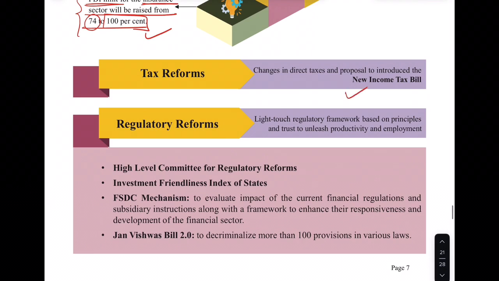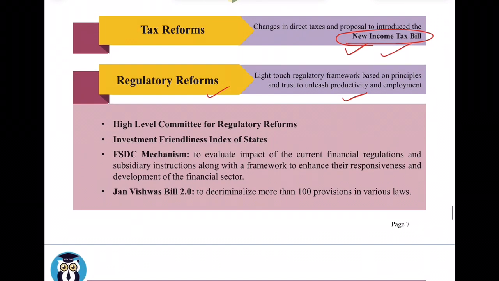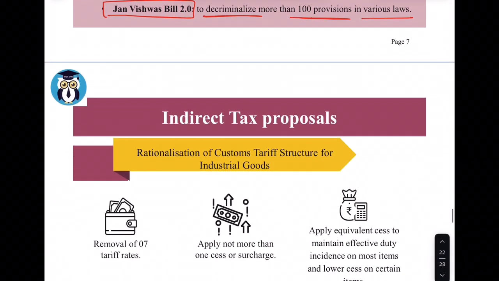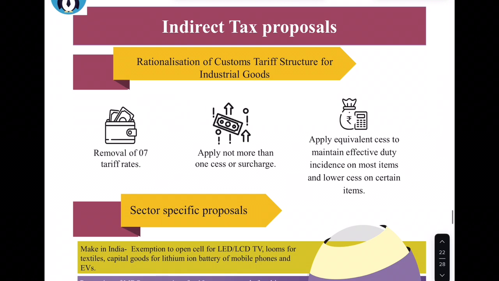Then tax reforms have been brought, and regulatory reform. There will be a new income tax bill. Regulatory reform also means the Jan Vishwas Bill 2.0, to decriminalize more than 100 provisions. Those provisions we don't need today as criminal offenses.